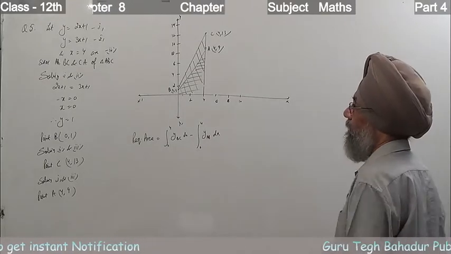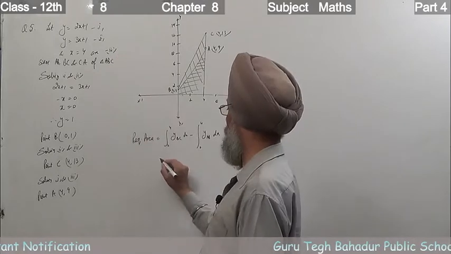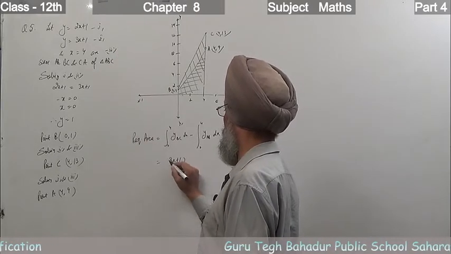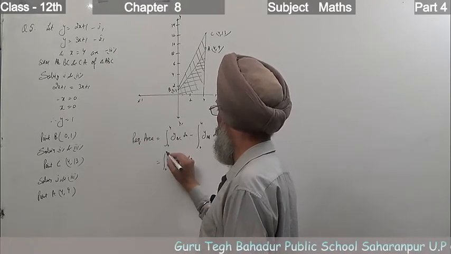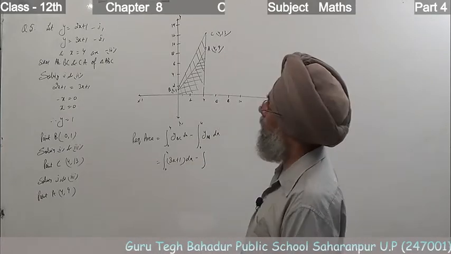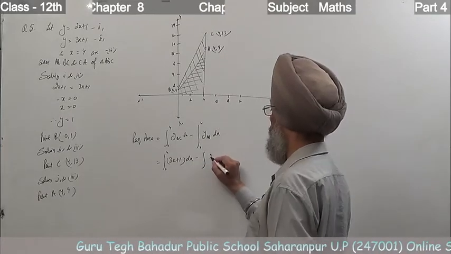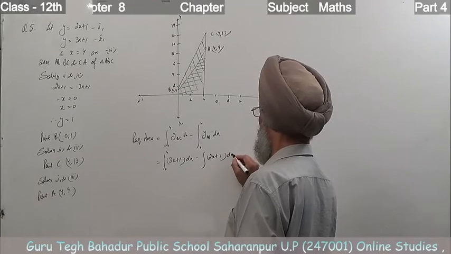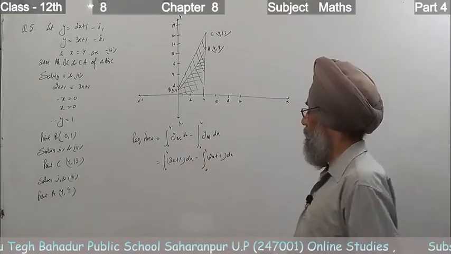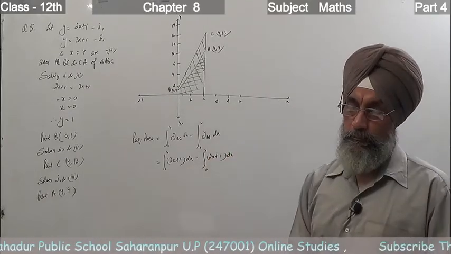Now what does BC represent? The second equation, 3x plus 1, from 0 to 4, and AB is representing the first equation, 2x plus 1. The limit is the same, 0 to 4. Solve it, get the answer. Okay.